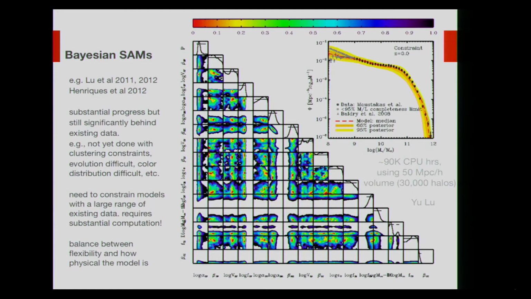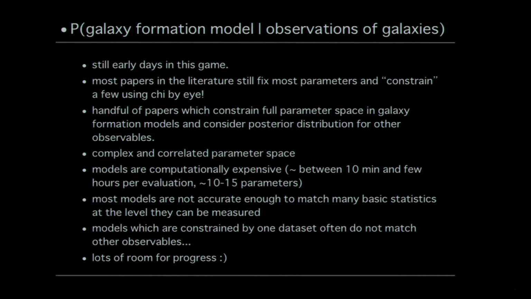And you heard a little bit about this from Yu-Yu yesterday. So I just flash this plot up as an example from his model. This is showing his, I think, 12-dimensional parameter space, where these parameters specify parametrized versions of galaxy formation physics, like how the supernova feedback scales with halo circular velocity. So I think this is absolutely a huge step in the right direction, but there are still a whole bunch of challenges, and this is just my opinionated view of some of these challenges. Most papers in the literature still fix some parameters and constrain a few just by looking to see whether the plot fits.